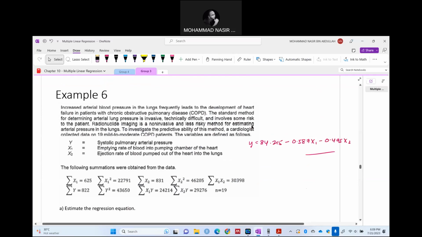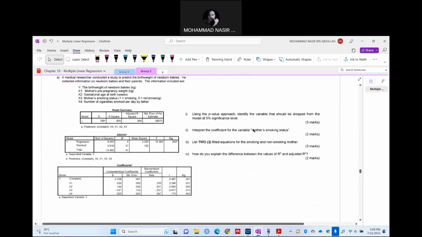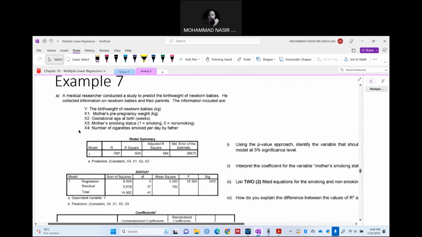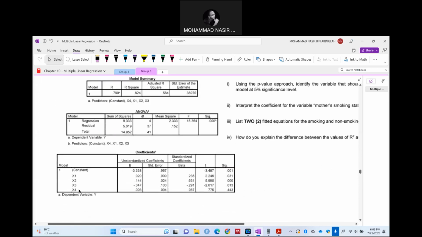Okay, done. So now let's look at example number 7. In this example, we have 4 independent variables. We have y equal to birth weight. X1 is mother pre-pregnancy weight. X2 is gestational age. X3 is mother smoking status, where 1 is smoking, 0 is non-smoking. And X4 is cigarettes smoked per day by father. And this is the regression equation. And this is an ANOVA table, R value, R square, adjusted R square.